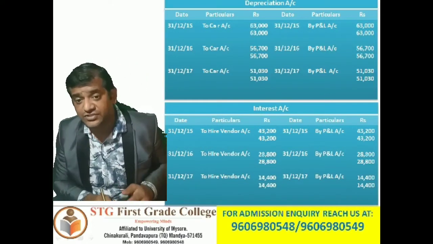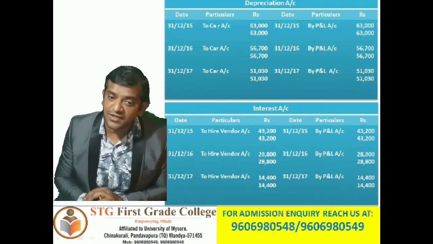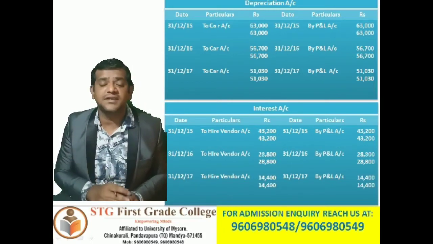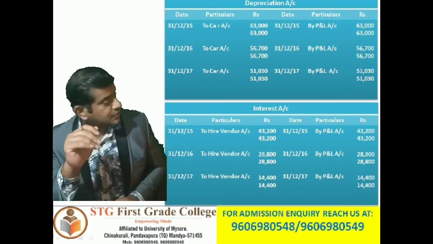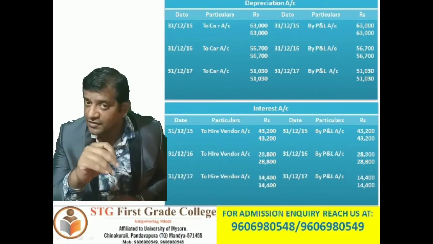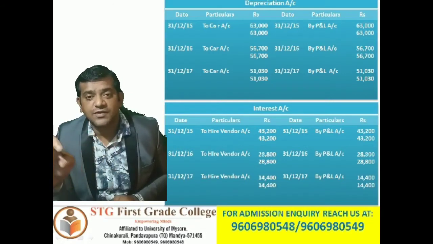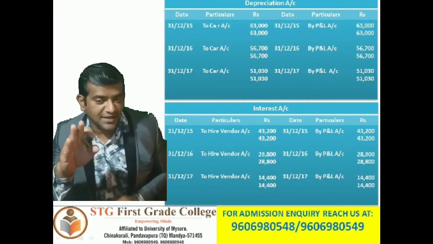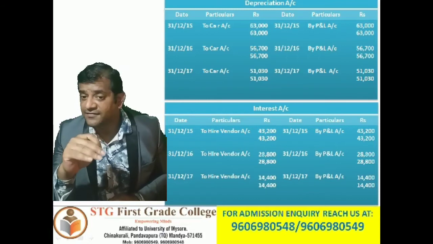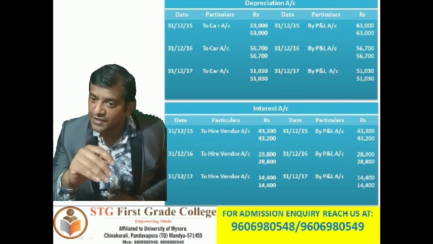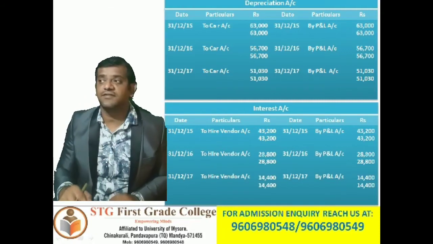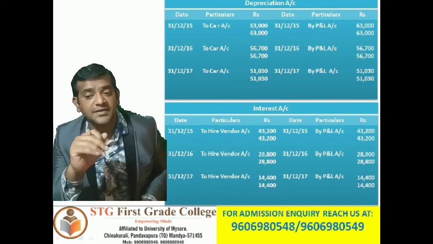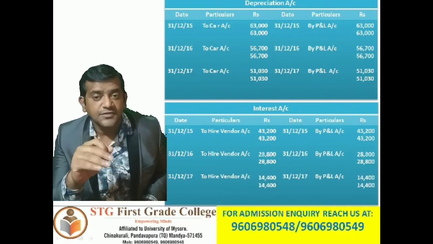Now I am moving on towards the interest account. Again, if the interest account is credited in the hire vendor account, obviously here it should be debited. So on 31st/12/2015, to hire vendor account 43,200, first year interest. 31st/12/2015 by P&L account 43,200. 31st/12/2016 to hire vendor account 28,800. 31st/12/2016 by P&L account 28,800. 31st/12/2017 to hire vendor account 14,400. 31st/12/2017 by P&L account 14,400. So this is the problem.